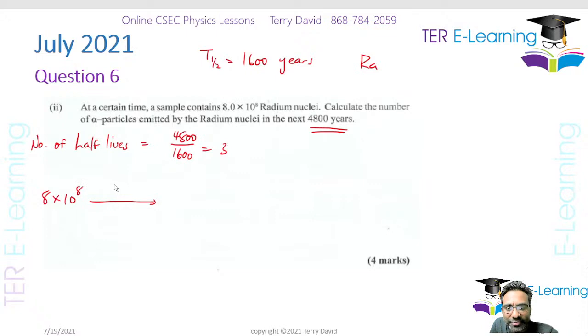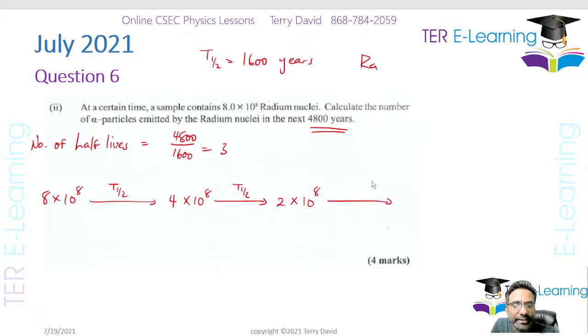After 1 half-life, you're going to have half of that amount, which is 4 by 10 to the 8. Then we're going through a second half-life. You're going to divide that 4 by 10 to the 8 by 2, so you're going to get 2 by 10 to the 8. Then we're going through our next half-life again, and what we're going to end up with here is 1 by 10 to the 8.